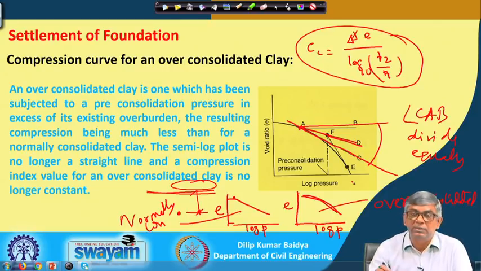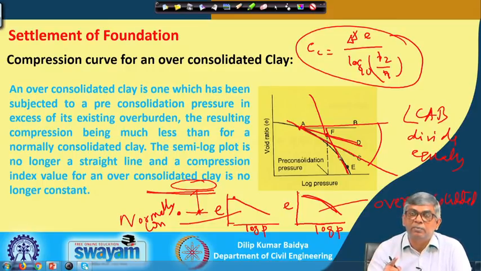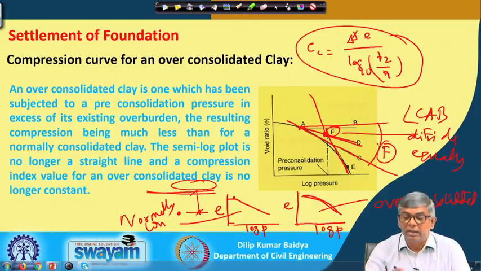Next part is, when you see the e-log-p curve, you will see that it is continuously curved, but towards the end there may be a little tendency of becoming straight, and on that portion you have to draw a tangent and produce it backward. Suppose this is the one, towards the end of the curve you draw a tangent and produce it backward to intersect line AD. Suppose this intersecting point is F. This F value you can produce on the x axis, read the x axis, and that value of pressure will give you the pre consolidation pressure.